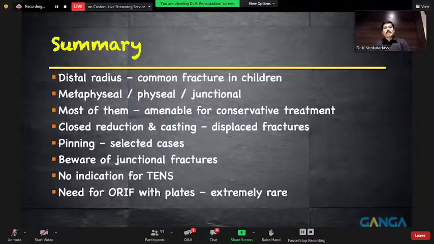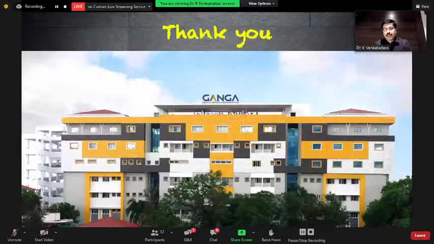To summarize, distal radius fracture is one of the common fractures in children, and you can have either metaphyseal, physeal, or junctional fractures. We need to differentiate between the three. Most of the fractures are amenable to conservative treatment: closed reduction and casting when the fracture is displaced beyond the limits of angulation. Pinning in very selected cases, and beware of junctional fractures. In my experience, there is no indication for TENS nailing for pure distal radius fractures, and the need for open reduction and plates is extremely rare. Thank you for the kind attention.